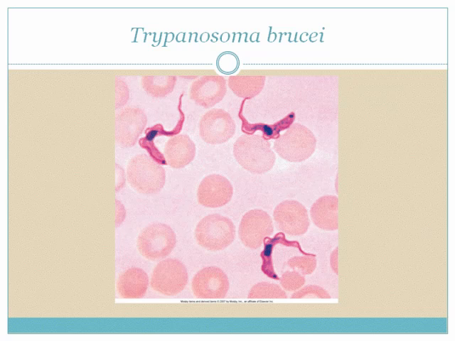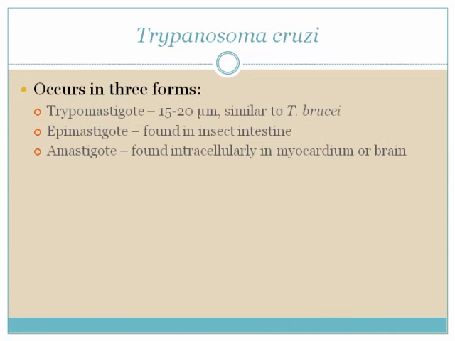Here we have a picture of them. You can see the flagella, the undulating membrane, and the nucleus in the center. This tiny dot that kind of looks like an eye of the organism is called the kinetoplast. Trypanosoma brucei is more U-shaped, in contrast to Trypanosoma cruzi.